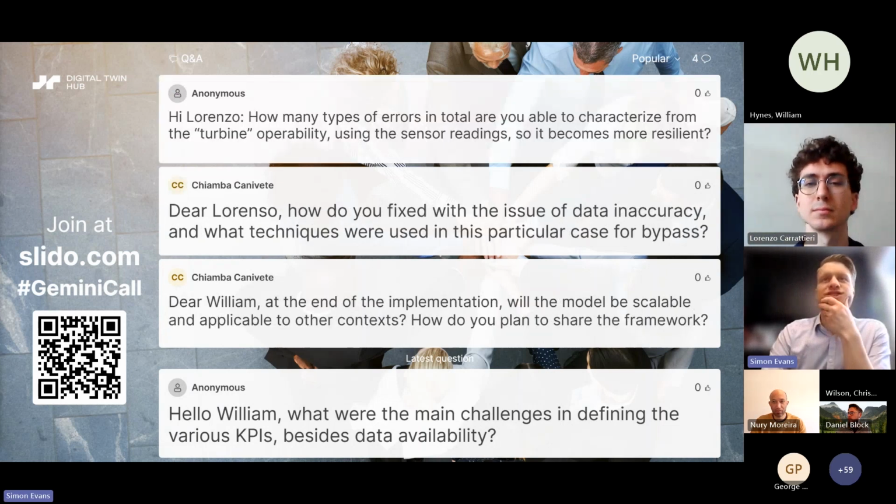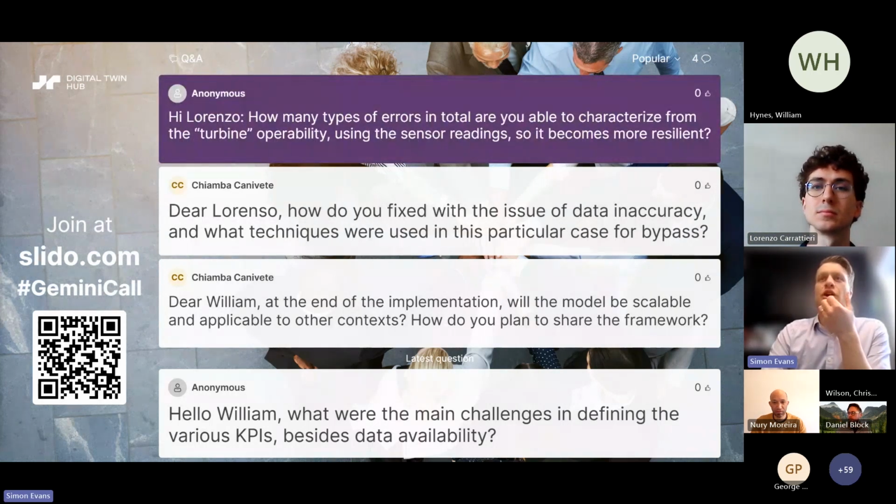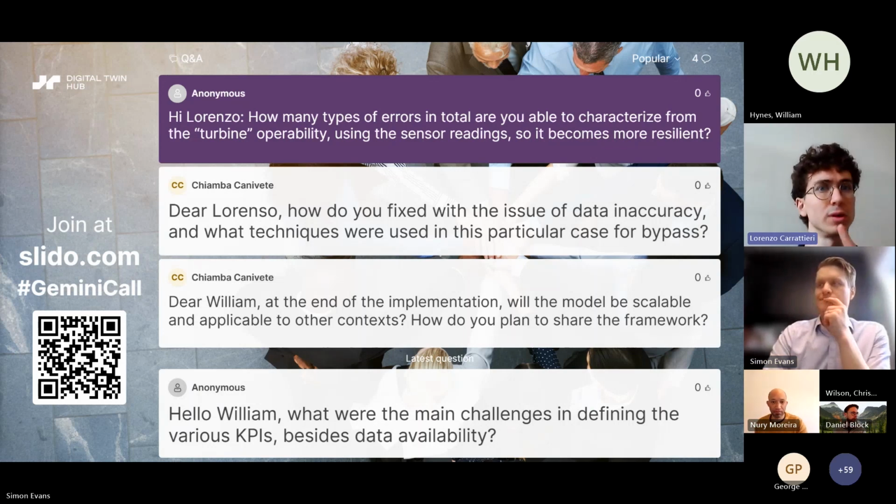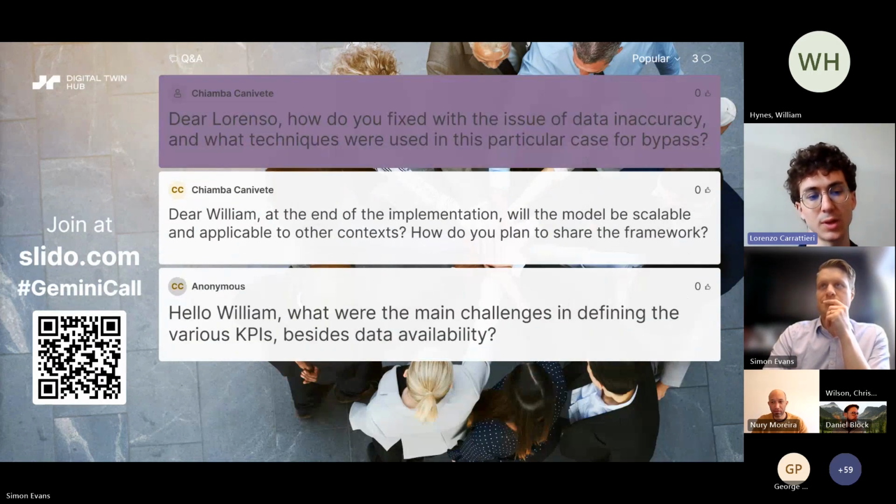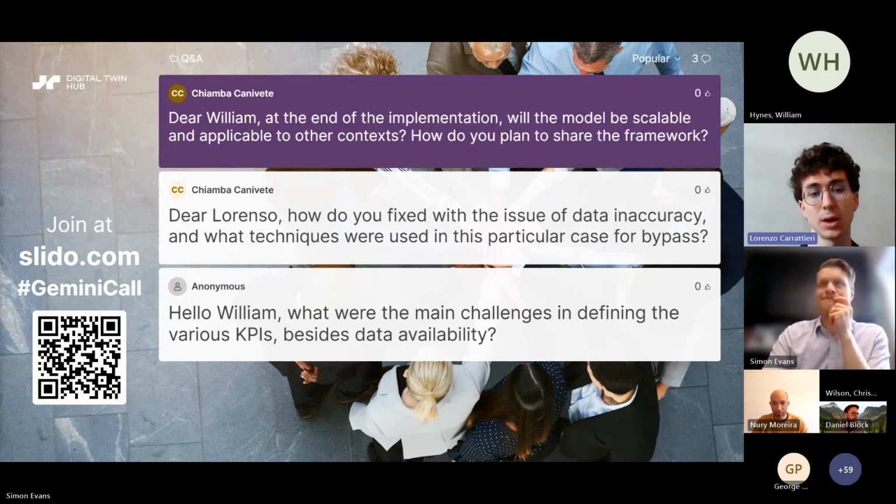And a follow-on question for yourself. How many types of errors in total are you able to characterize from the turbine operability using the sensor readings so it becomes more resilient? Okay, in this specific scenario, the errors are coming from just one sensor, the wind vane sensor, that senses the wind direction. From that, the sensor readings drive the yaw system. We have developed the wind turbine yaw angle. And so errors are coming from just one sensor. The others are working okay.